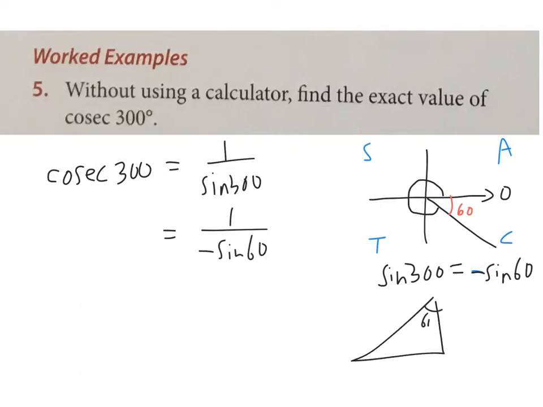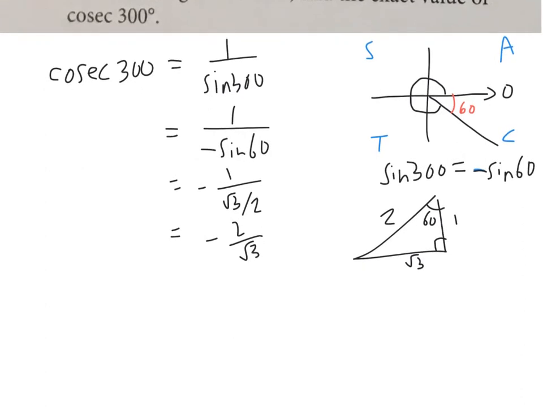If you can remember our angles, we would have 1, 2, root 3. So sine 60 is the opposite, root 3, divided by the hypotenuse 2, and then you end up with 2 over root 3. You'd want to rationalise that, so you get negative 2 root 3 over 3.